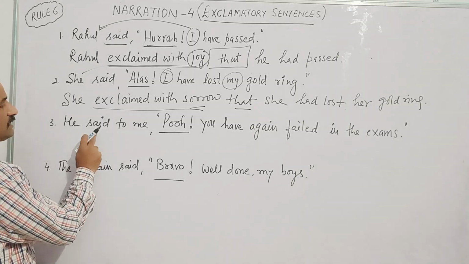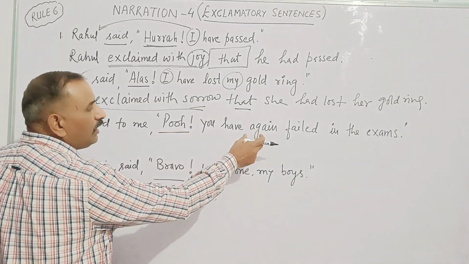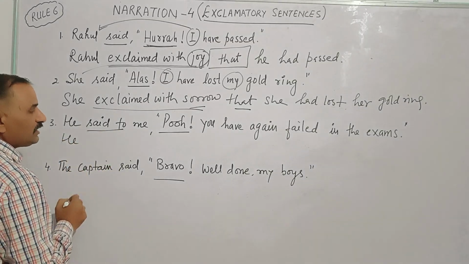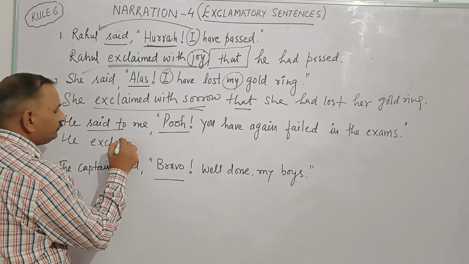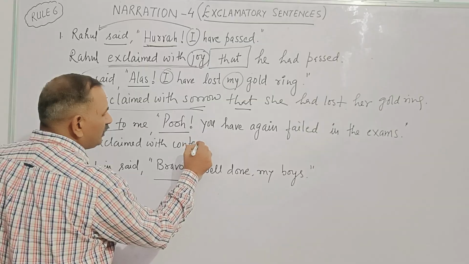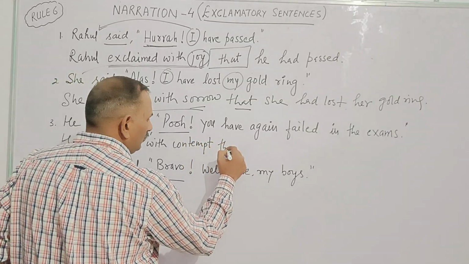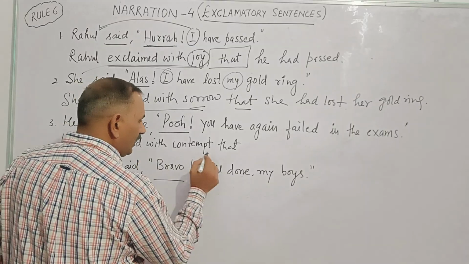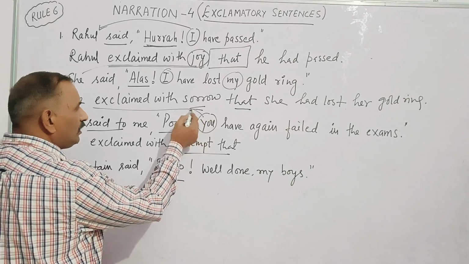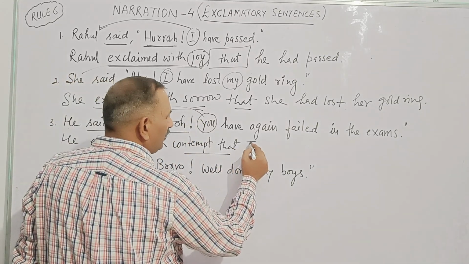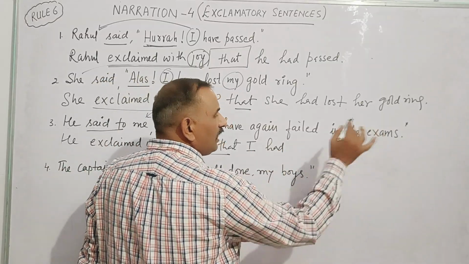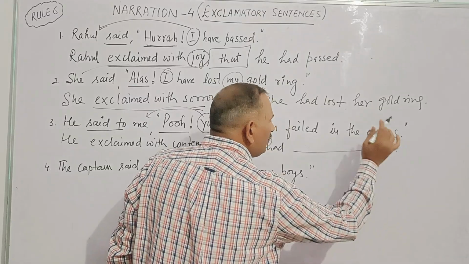Now see, he said to me, "Ooh, you have again failed in the exams." What is it? He said to will change into exclaimed with contempt, that you, again you, second person according to object, that I had again failed in the exams. The rest of the sentence will be the same.